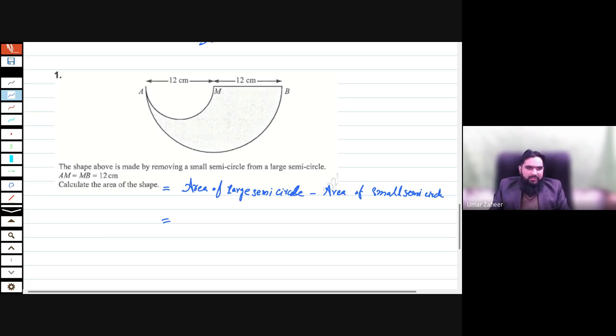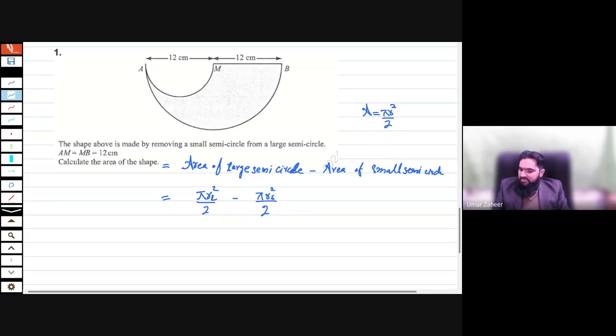So, what is the formula for the area of a circle? That is pi r square. We are talking about a semicircle, so divided by 2, since a semicircle means half circle. So we get pi r L square divided by 2 minus pi r S square divided by 2. I just write L for the large semicircle and S for the small semicircle.